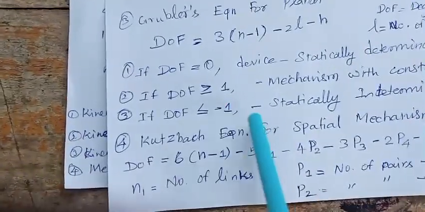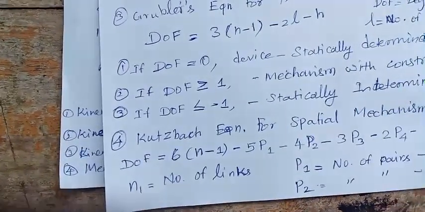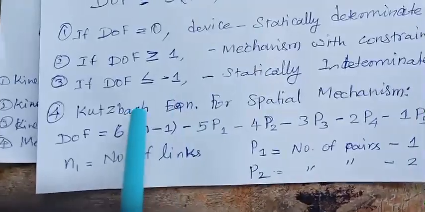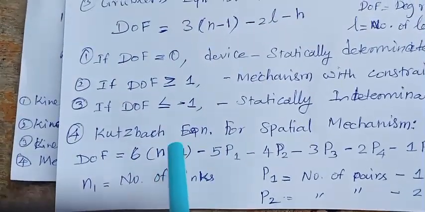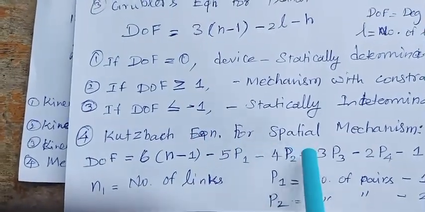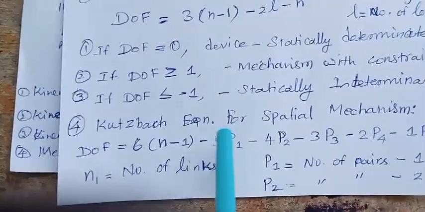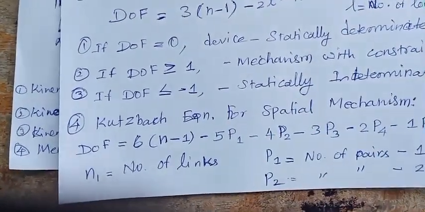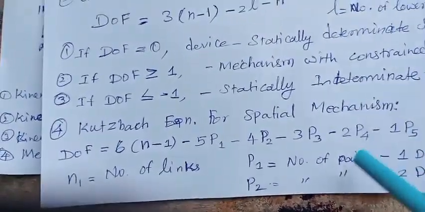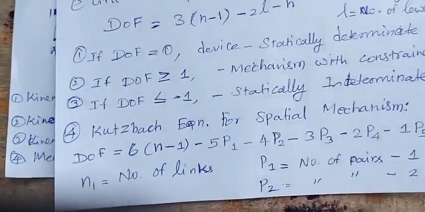Finally, the Grubler criterion equation for spatial mechanism. Here the degrees of freedom equal to 6 into n minus 1 minus 5p1 minus 4p2 and so on. So n equal to number of links, p1 means number of pairs with 1 degree of freedom, p2 means number of pairs with 2 degrees of freedom.